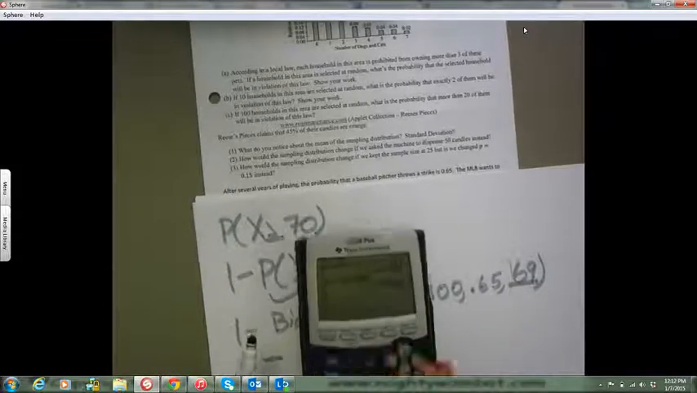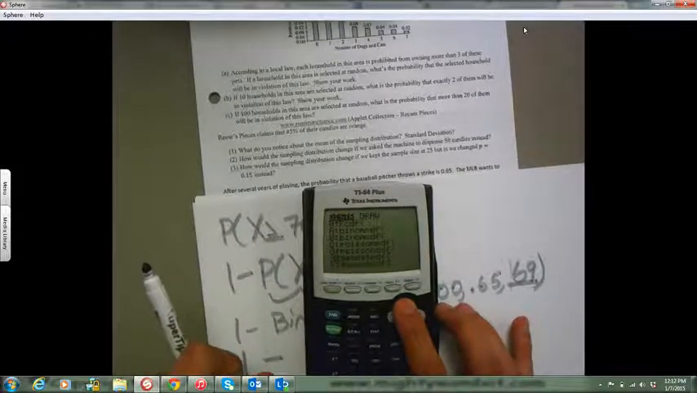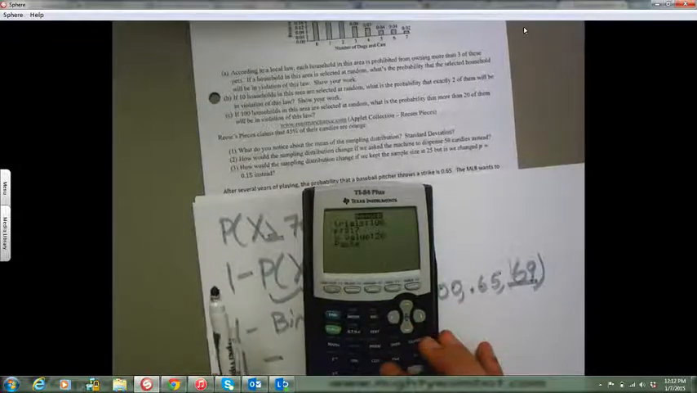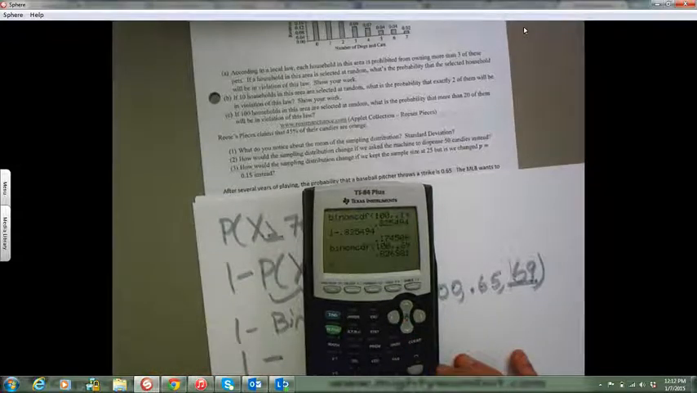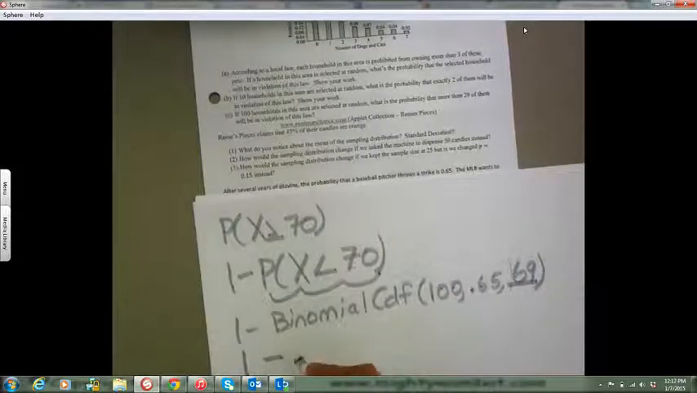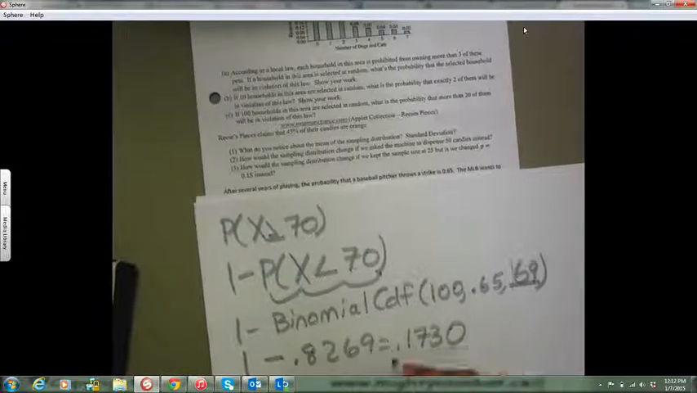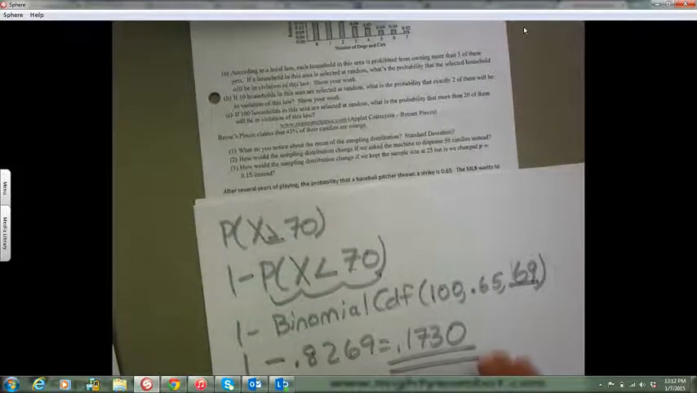So second distributions, we go binomial CDF, 100, 0.65, 69. Paste. 1 minus this gives me 0.1730. And there you have it. So that's describing the distribution was part A, and this tells us the probability of having 70 or more strikes.